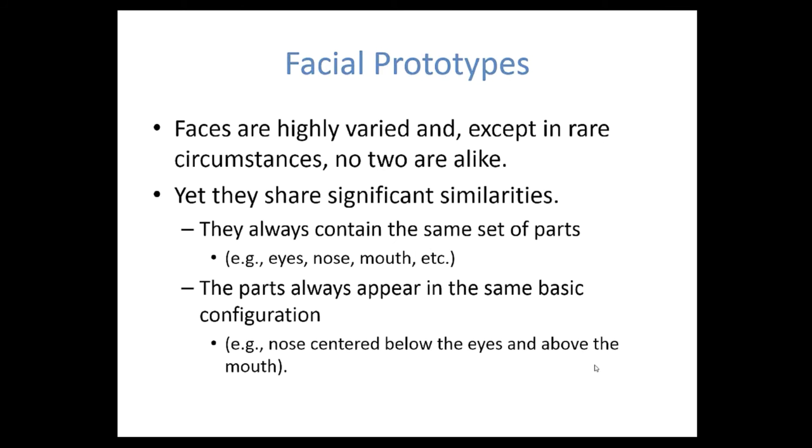That's amazing. We can think of faces as a type of prototype. So we've seen prototypes already. Faces are highly varied, in other words, they're all really different. Except in rare circumstances, no two are alike, yet they share significant similarities. They always contain the same set of parts: eyes, nose, mouth. The parts always appear in the same basic configuration. And so from that, we create a prototype of a face.